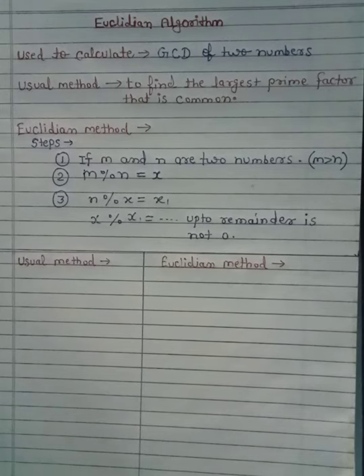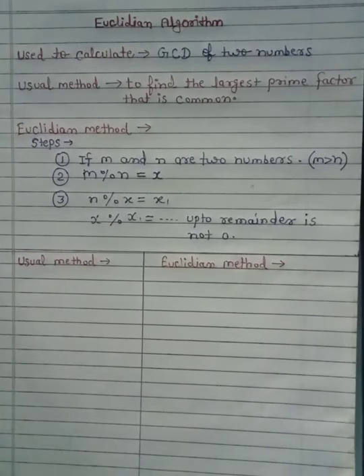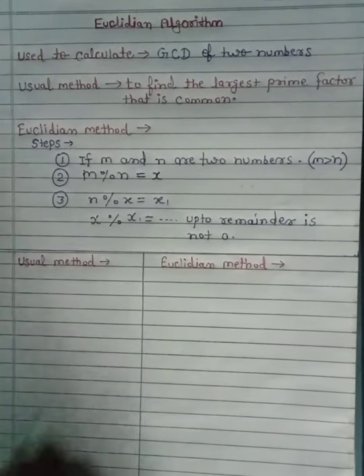Before that, let's see what the usual method is. How can we find the GCD without using the Euclidean algorithm? The usual or traditional method is that we have two numbers, and to find the GCD or HCF we have to use factorization. We do the prime factorization. Let's see with an example.